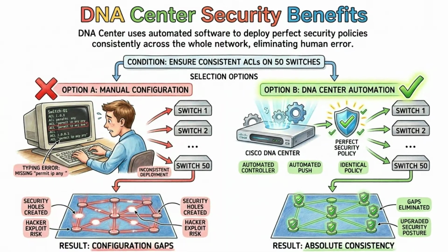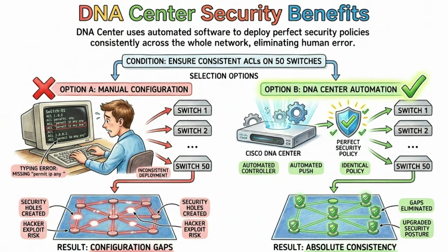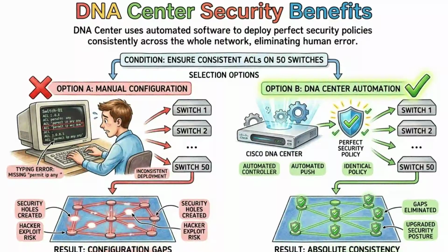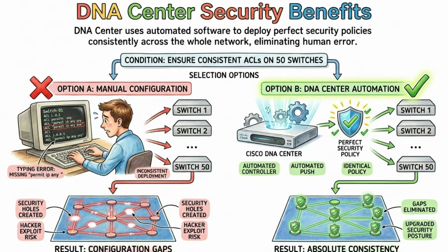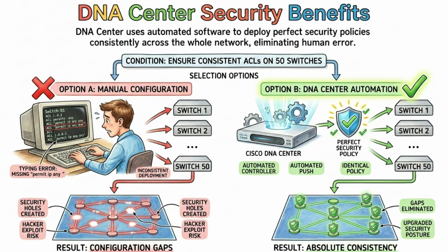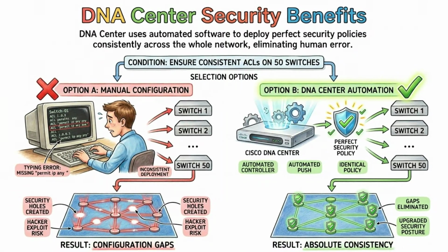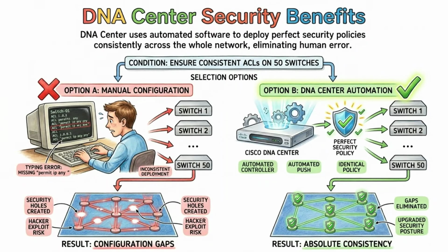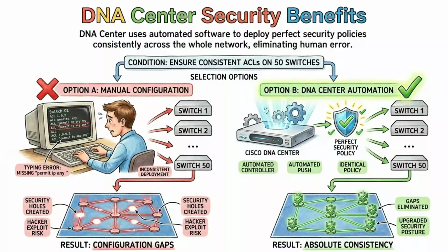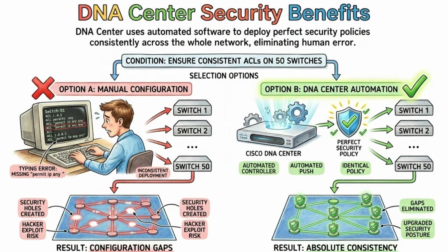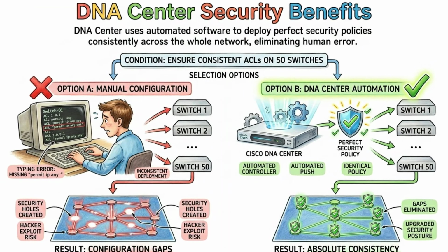As we confidently hand more control over to automated software, network security actually becomes significantly easier to manage consistently across an entire enterprise. Instead of hoping a junior engineer remembers to manually type an access control list correctly on 50 different switches, the DNA center controller automatically pushes the exact same perfect security policy everywhere. This guarantees absolute consistency, immediately eliminating the dangerous configuration gaps that clever hackers often exploit to gain unauthorized access to a corporate network. You should always view network automation not just as a way to save valuable time, but as a massive, critical upgrade to your overall security posture.